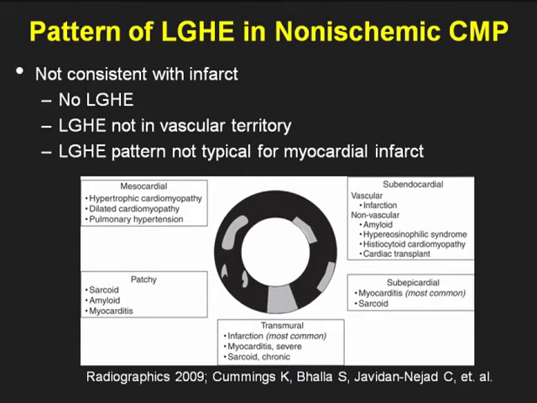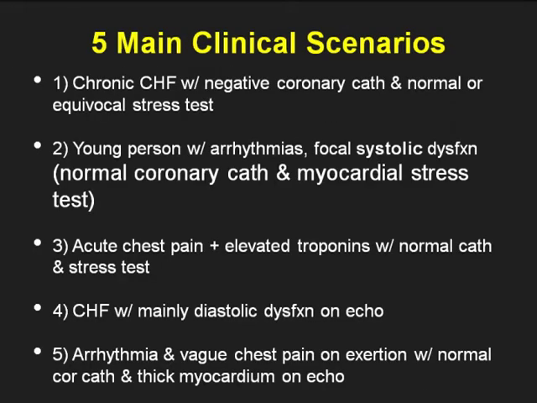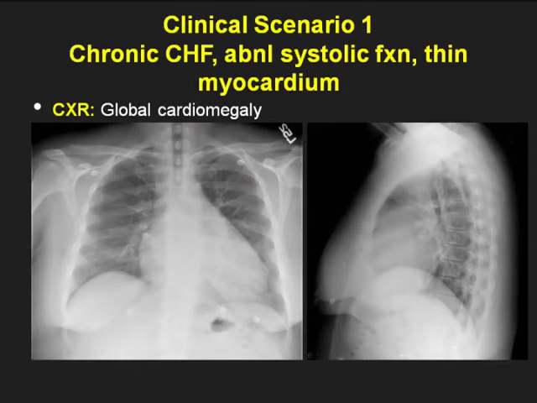Then the next thing is, in non-ischemic cardiomyopathy, you're going to see delayed enhancement that does not follow a vascular pattern or follows a pattern that doesn't match. So it's not going to be the typical subendocardial or transmural enhancement that we expect to see with ischemic cardiomyopathy. And sometimes you just see no delayed enhancement. I'm going to present the cardiomyopathies in 5 main clinical scenarios in terms of how they come to us on service. So the first scenario is a patient with chronic congestive heart failure, abnormal systolic function, and the myocardium is thin.